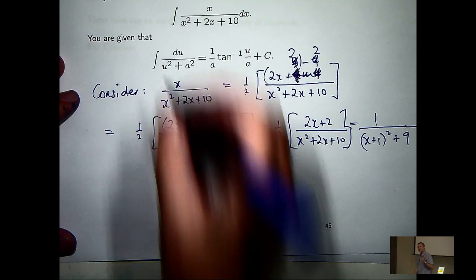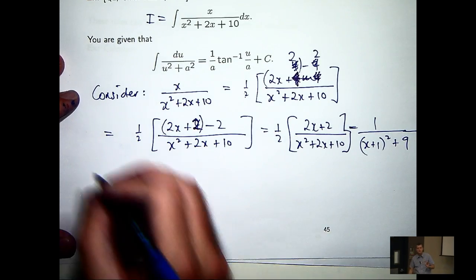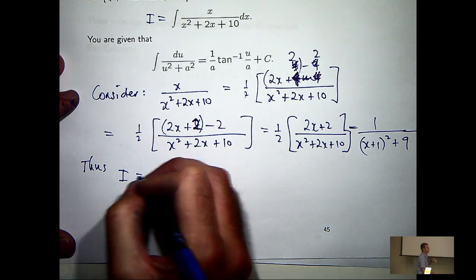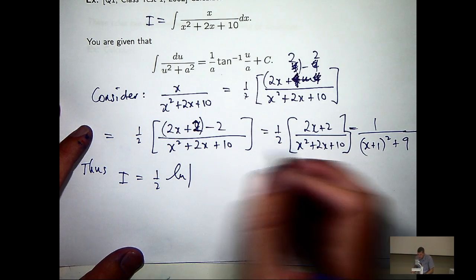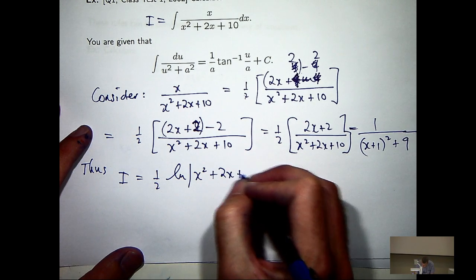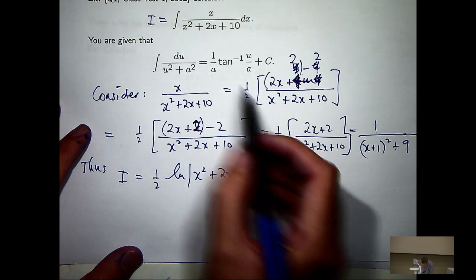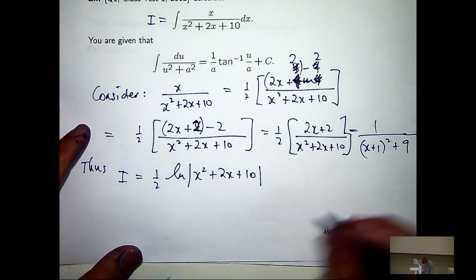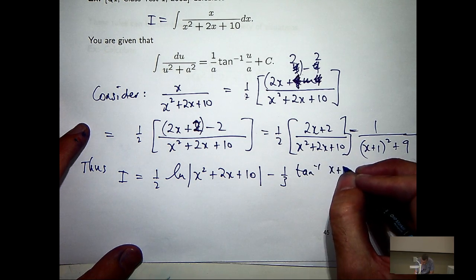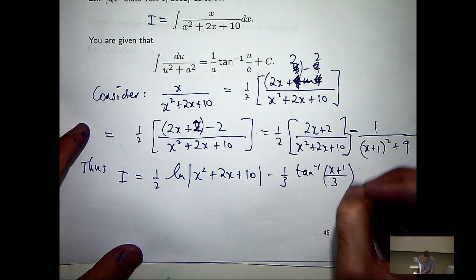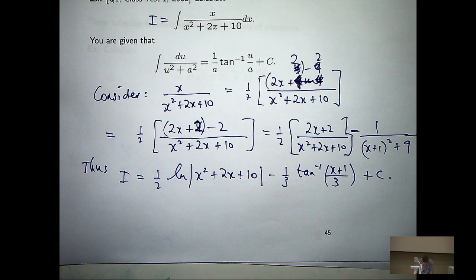So if I call that I, the integral of this will be a half log of what's on the bottom. And the integral of this, we can use our little formula here. Hey, I finally got there. It was a bit painful, but I got there. Okay. Any questions?